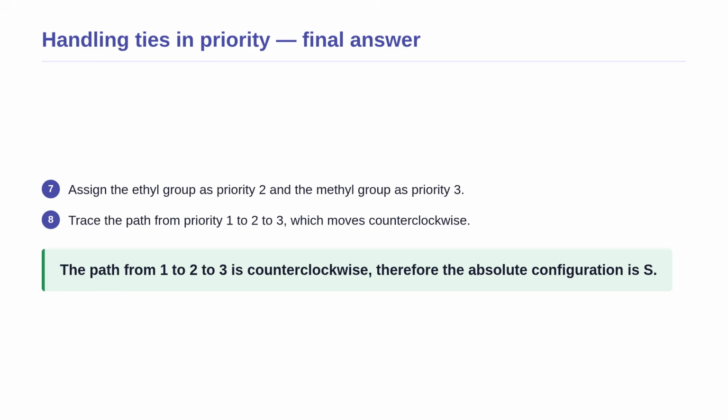Now that we have broken the tie, let us find the final result. Because the ethyl group won the tiebreaker, it gets priority 2, and the methyl group gets priority 3. Now we trace the path from the hydroxyl group at priority 1 to the ethyl group at priority 2 to the methyl group at priority 3. This path moves in a counterclockwise direction, opposite to the hands of a clock. This counterclockwise motion dictates our final result. Therefore, the absolute configuration of this specific molecule is S. We have successfully broken a tie and determined the exact geometry of the molecule.